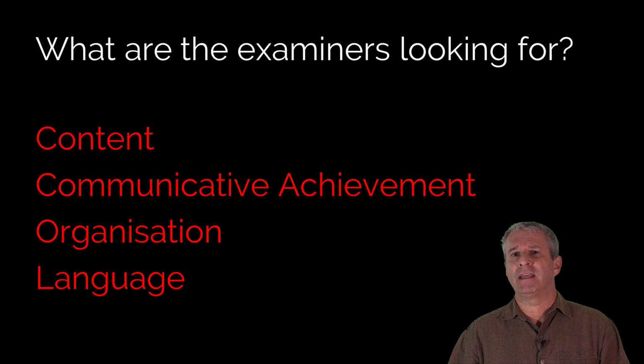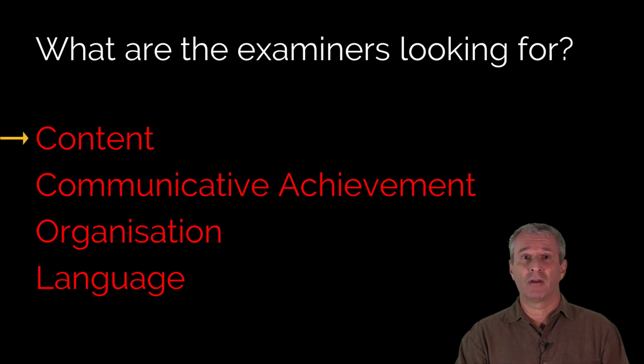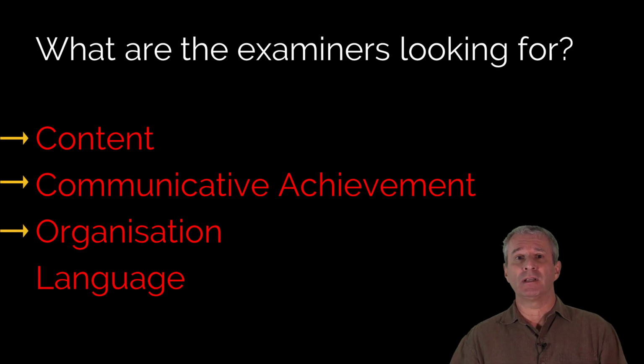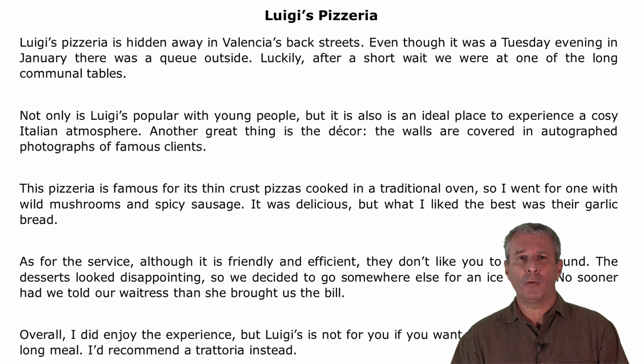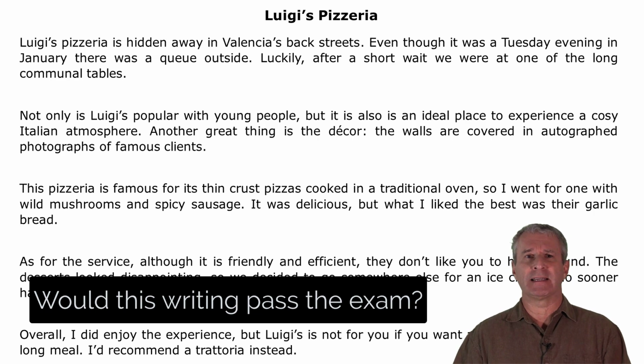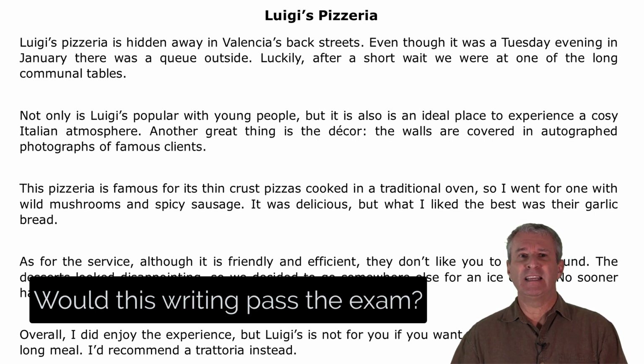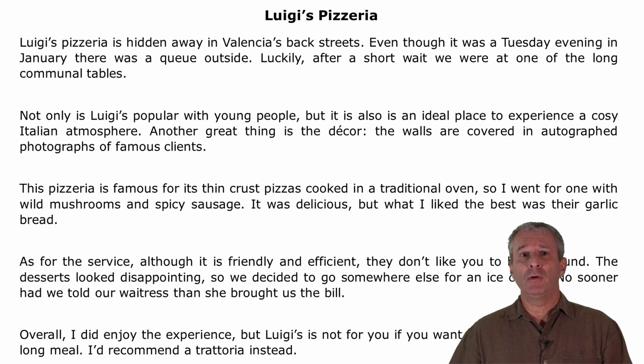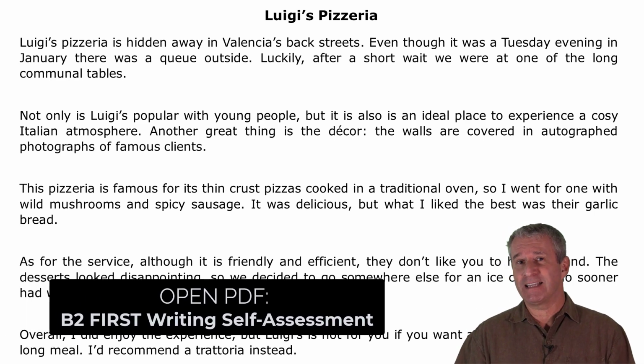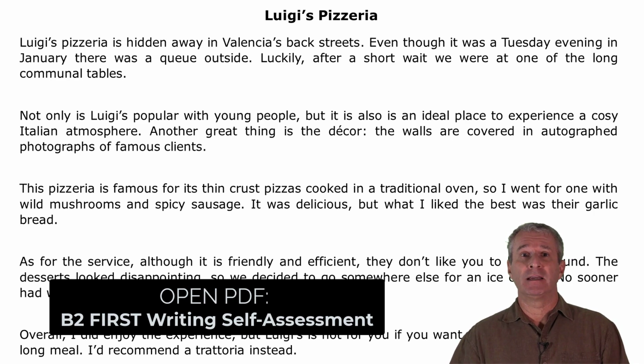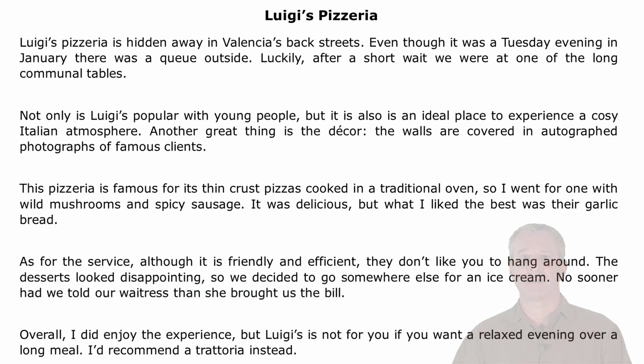So, thinking about these 4 criteria, content, communicative achievement, organization, and language, here's an example answer to this exam question. Pause the video, read the review, and ask yourself if you think it would pass the exam in your opinion. Is it a good review based on these 4 criteria? You can use the B2 First Writing Self-Assessment PDF support document in this lesson to help you give marks to this review. So pause the video now, read the review, and then decide if you think it would pass.